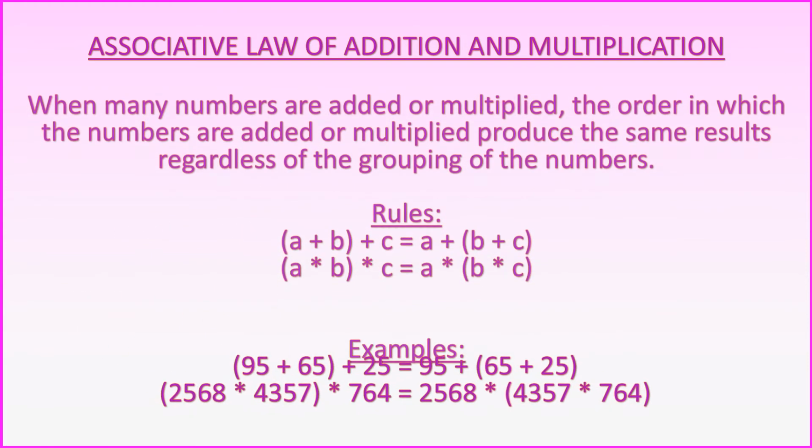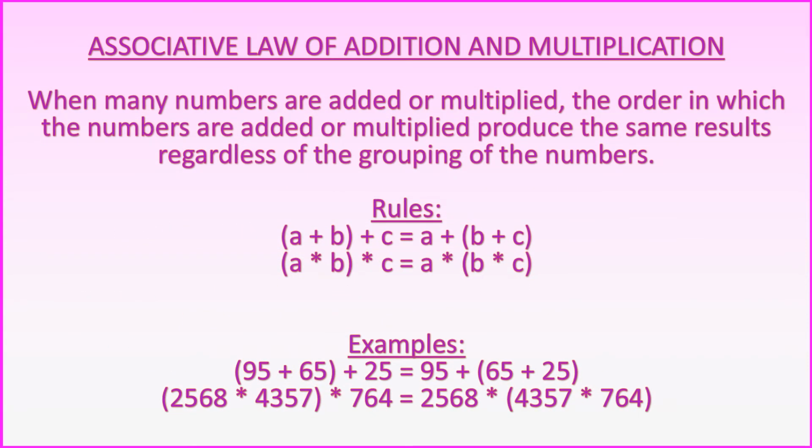Next, we will move on to associative law of addition and multiplication. Here, when many numbers are added or multiplied, the order in which the numbers are added or multiplied produces the same result, regardless of the grouping of the numbers. Therefore, the rule is shown as in the presentation. Here, the result is the same even if we rearrange the parentheses.